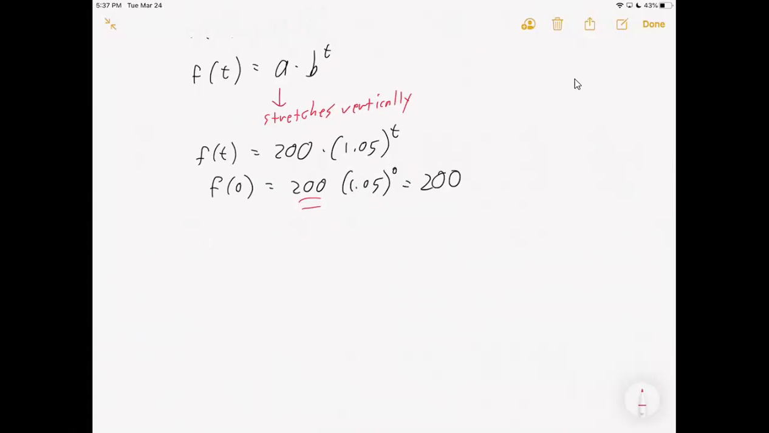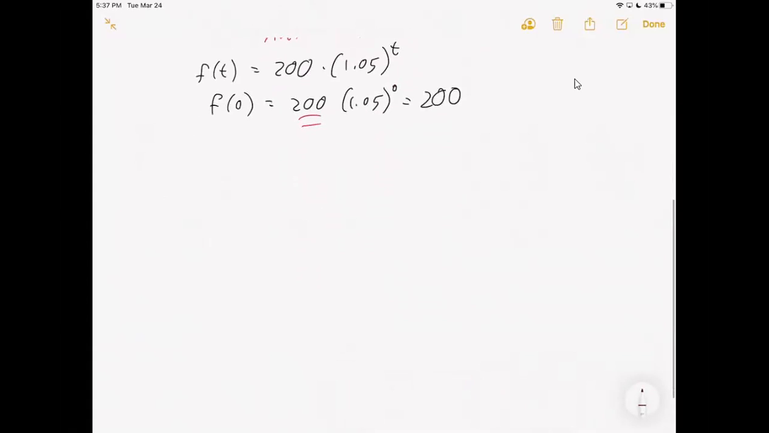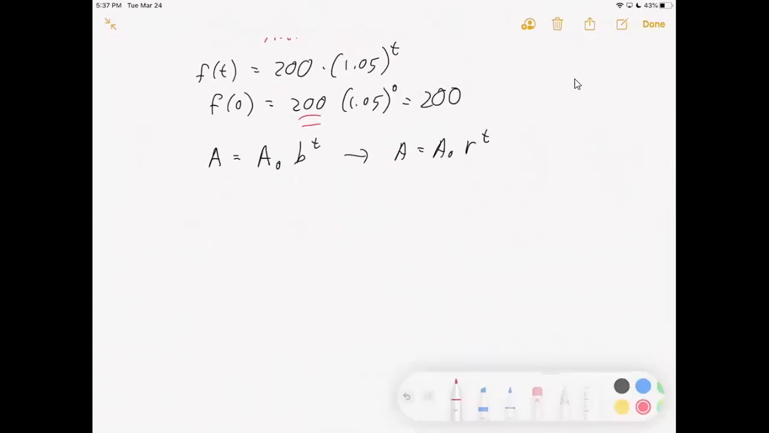Now, since we're talking about amounts of money, instead of calling it f of t, I might have a formula that looks more like A is equal to A0 times b to the t. Or what we had been working with in the previous videos, I could use r, because we had talked about r sort of being the common ratio. But we could work with b and call it the base.